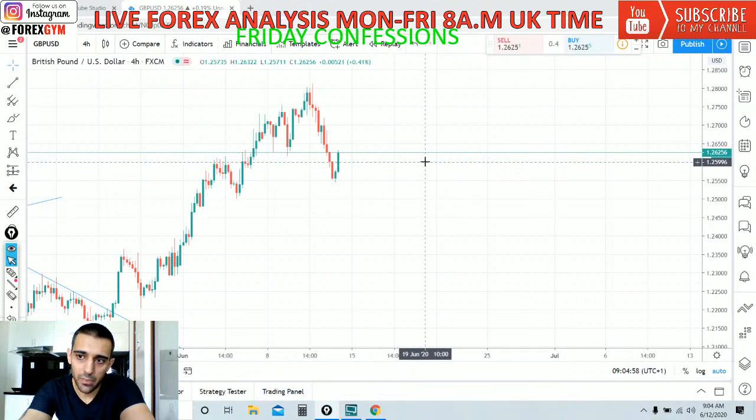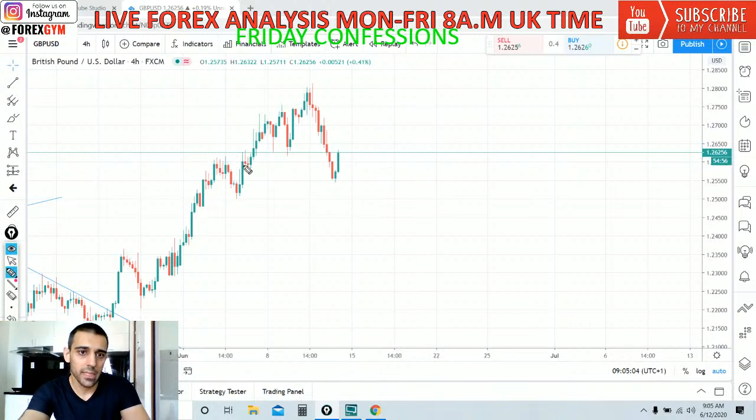So the entry is going to be about the 2600 zone. So down at this level, it's a decent support level for now. If this one closes, then that means the price has broken that level, and when it comes down, it becomes the support level.